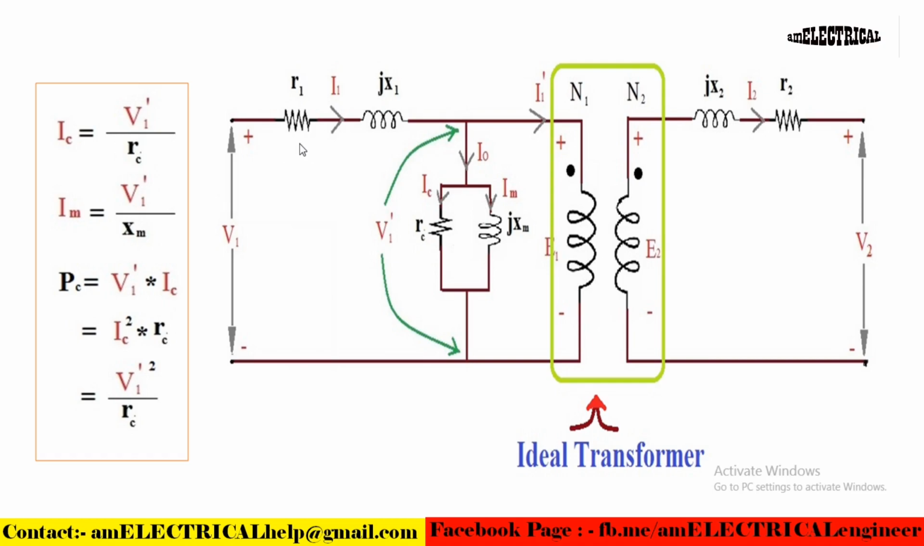Here R1 represents the primary winding resistance and X1 represents the primary leakage reactance, which is offered to the leakage flux phi L1. The secondary parameters are the same as the primary. This part is the ideal transformer, and when we include these resistances and reactances, then the overall becomes the practical transformer representation.